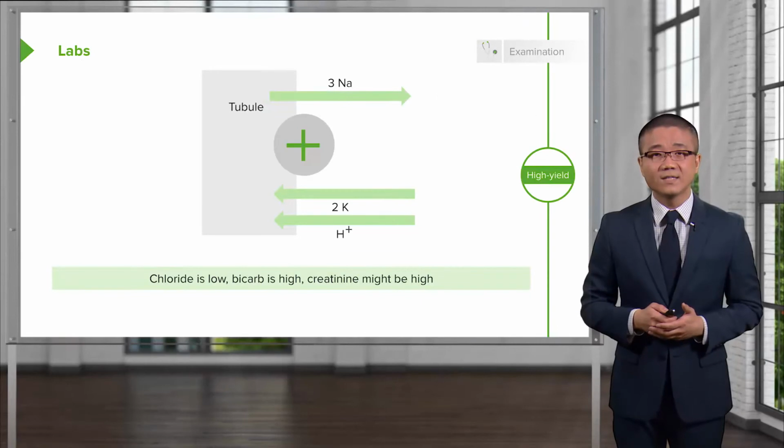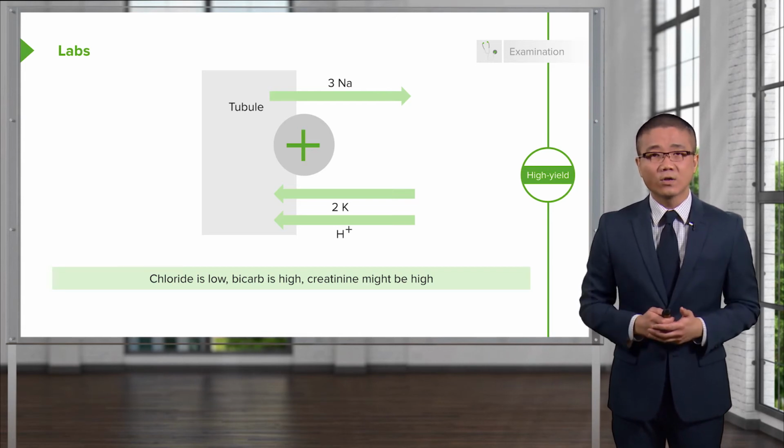This is also why patients have a paradoxical aciduria despite a metabolic alkalosis. This slide is worthwhile to review.